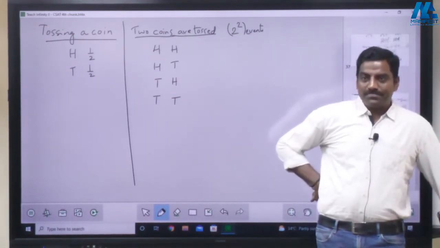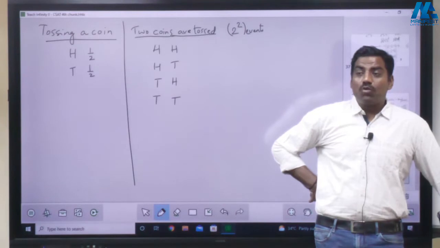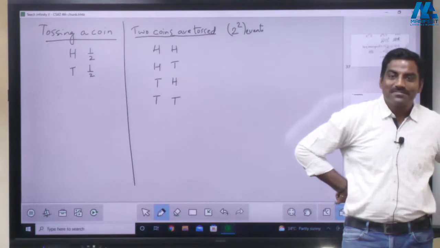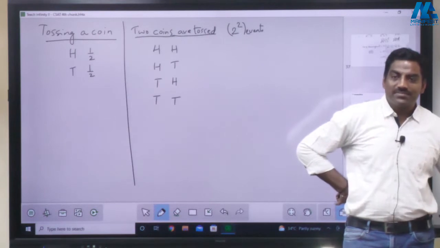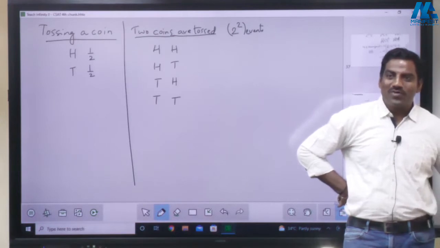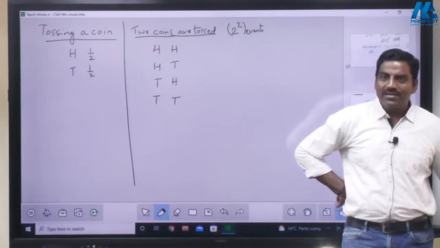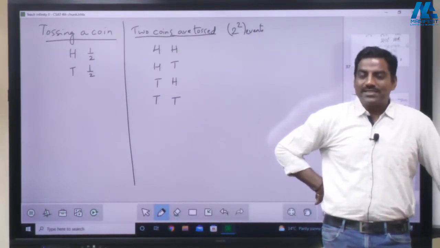Probability of getting at the most 2 heads. At the most 2 heads. When we say at the most 2 heads, it is 2 or less. You have to consider 1, 0. So when I say the probability of getting at the most 2 heads, it is a sure event. It is a sure, certain event. Yes, similarly, probability of getting at the most 2 tails. Sure thing, no?